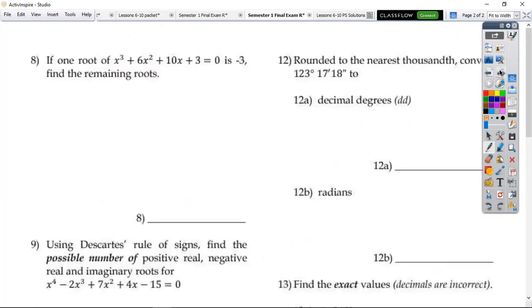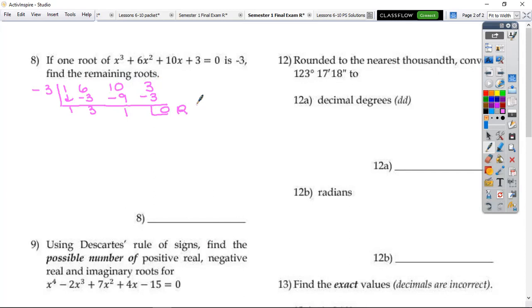Okay, if one root of this cubic equation is -3, find the remaining. If this is degree 3, how many more are we looking for? Very good, 2. Now, when I go to divide out the -3, do I flip the sign? I do not, because it's not a factor. I'm going to just do -3 and divide it out quick. 1, 6, 10, and 3. Write down, multiply, add, multiply, add, multiply, add. Again, you were already told that it works, so your work should reflect that.